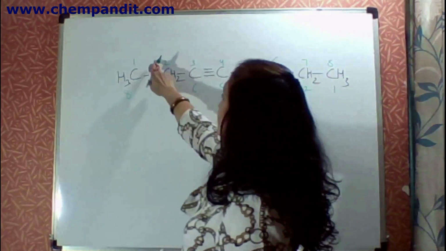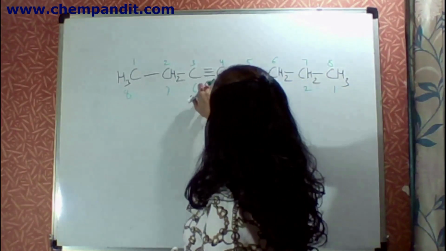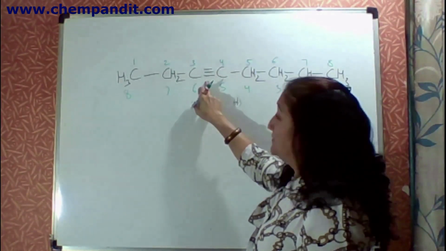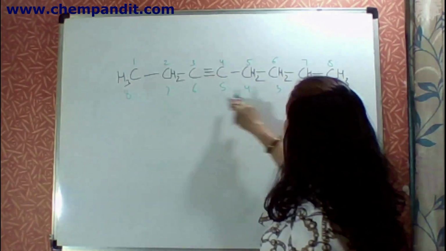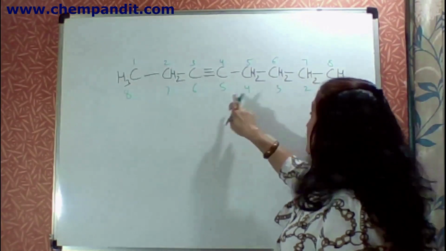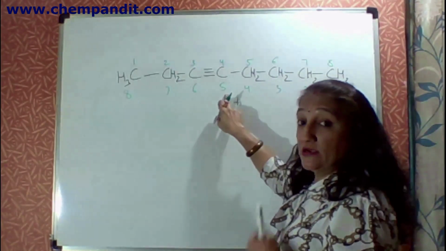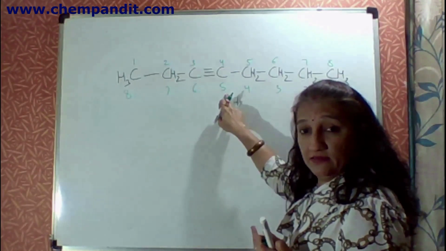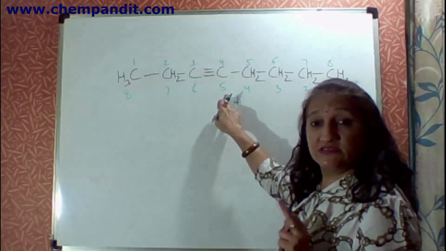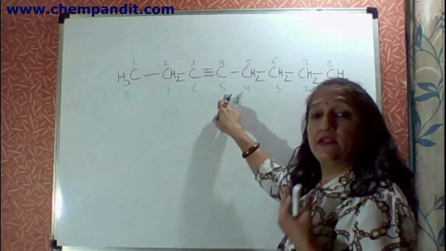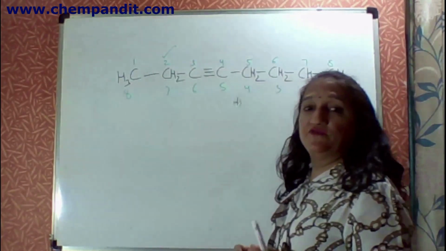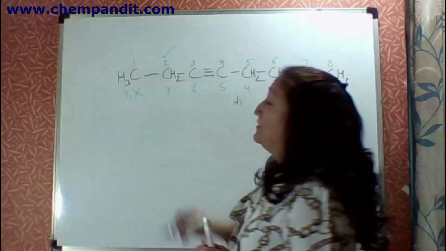Now if we follow the numbering from left to right, the triple bond comes at carbon 3, at 3 position, right? And if we number it from right to left, the triple bond comes at 5 position. Am I right? 1, 2, 3, 4, 5. So what is the rule? The rule is that the triple bond or the double bond should be on the lowest carbon atom. Lowest number. It should get the lowest number while numbering, right? This means we will follow this numbering from left to right and we will not follow right to left.